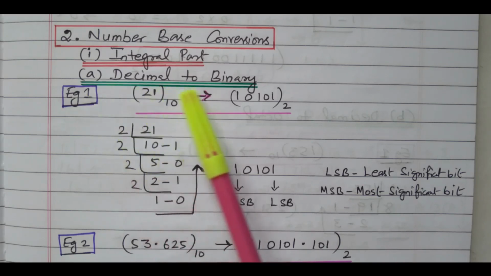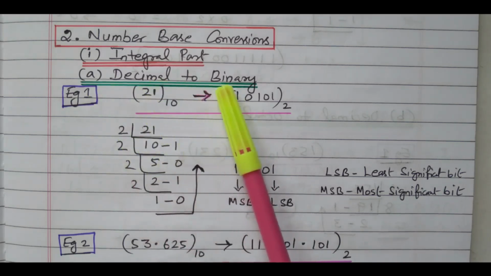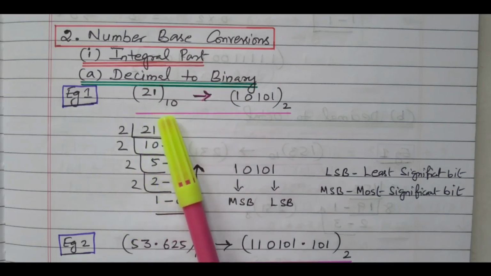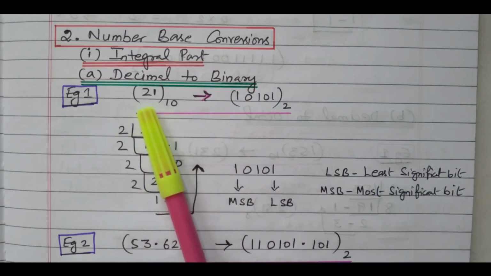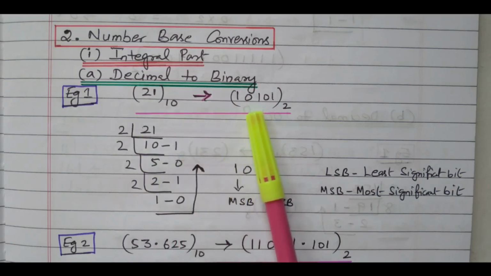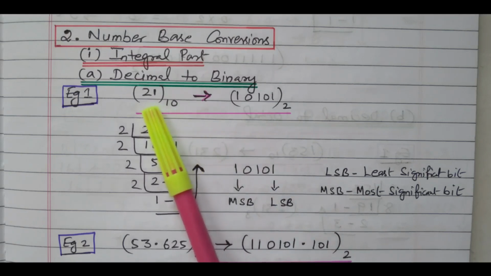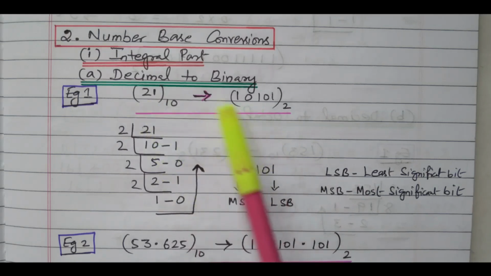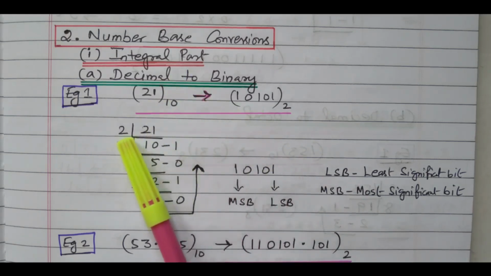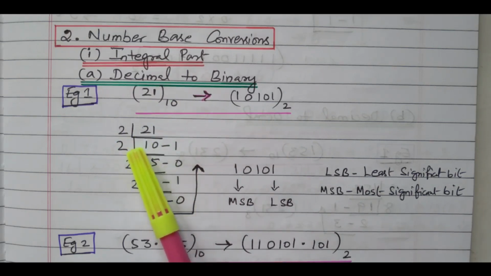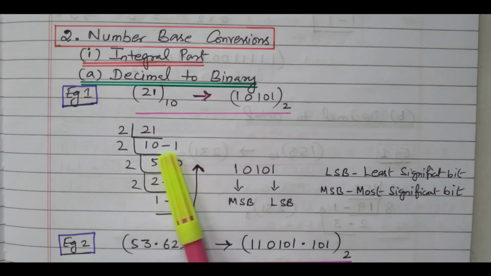First we will see the decimal to binary, how to convert decimal to binary. We will see example 1. 21 base 10 means it is a decimal number. We need to convert it into a binary number, base 2. How to convert this decimal number 21 into binary? It is an integral type, so we need to divide by 2. The given decimal number should be divided by 2, and we need to find the remainder.